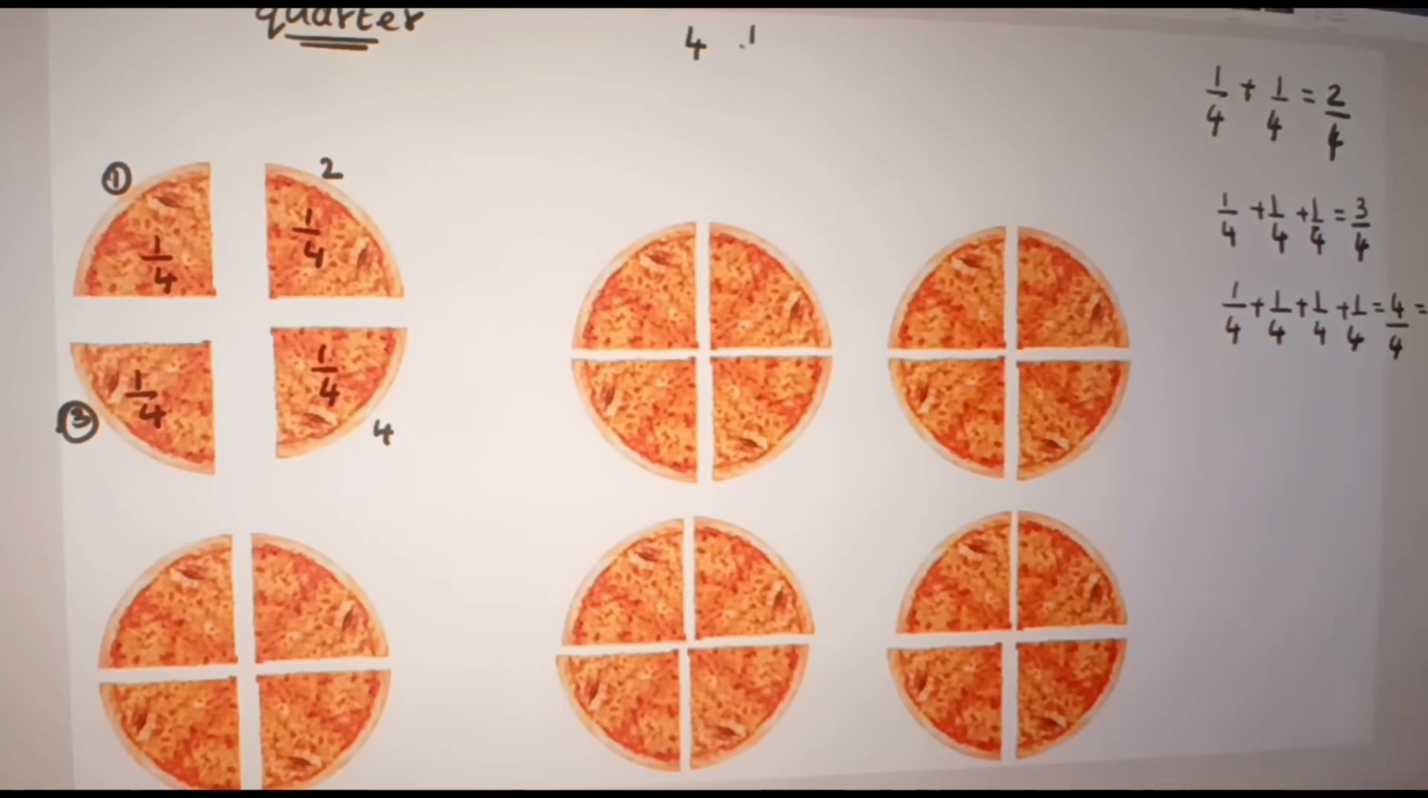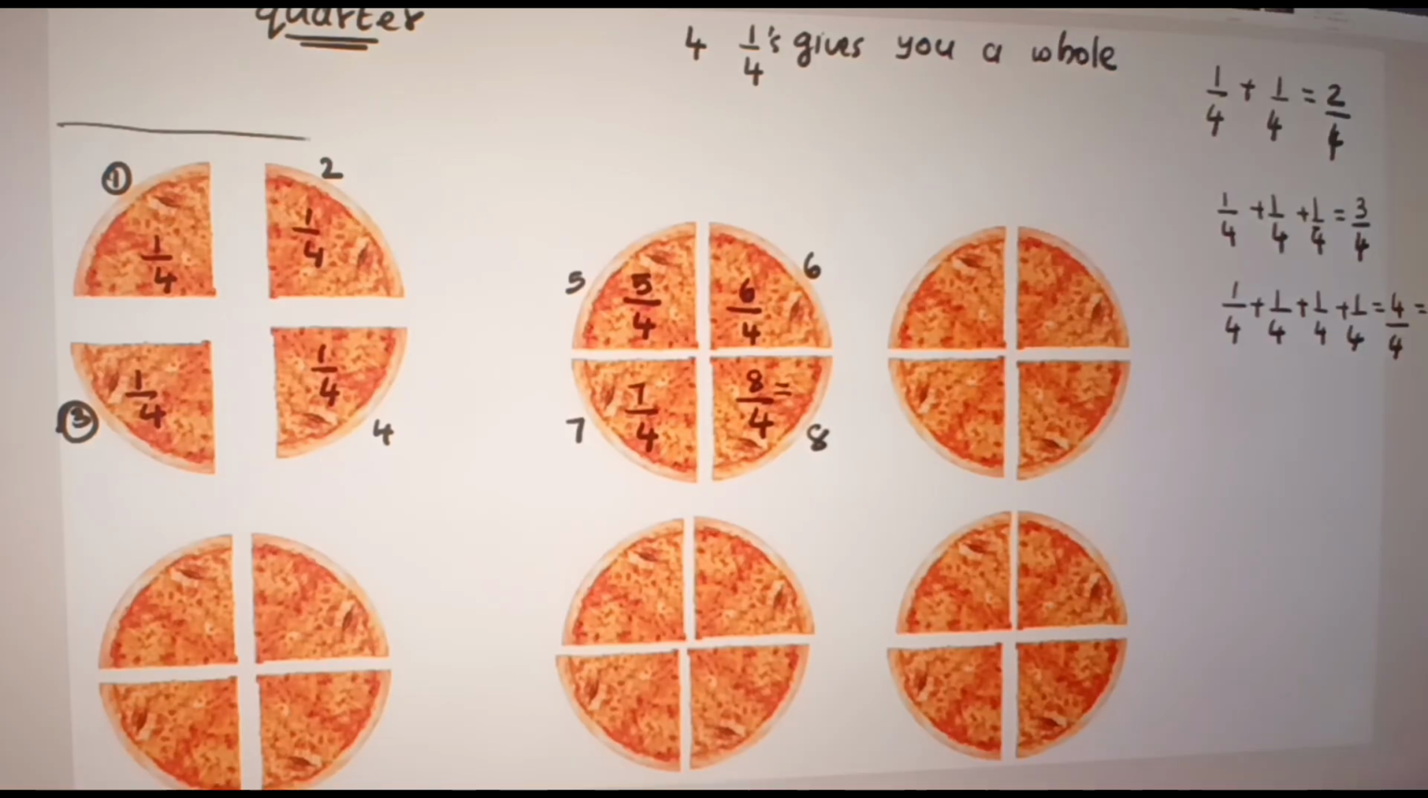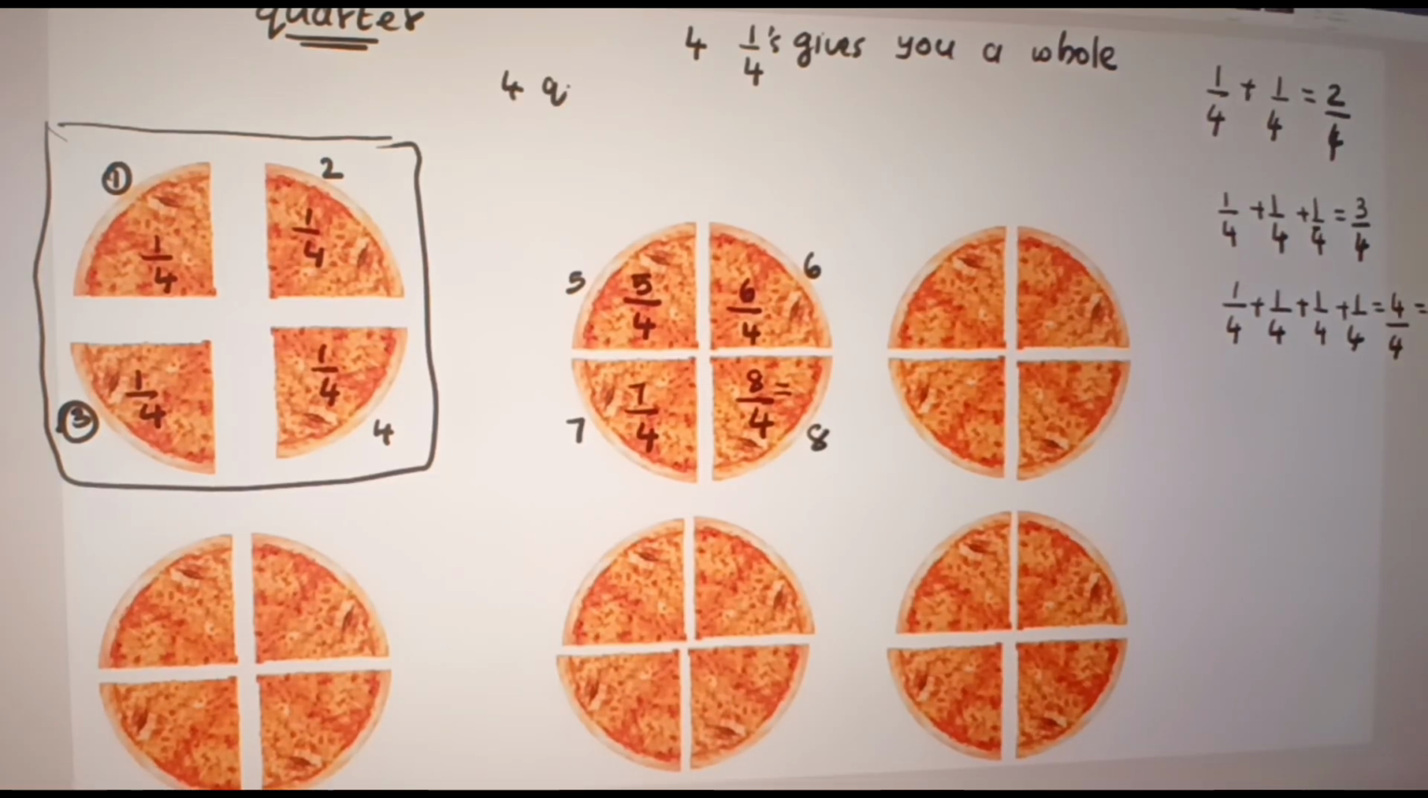So 4 quarters give you a whole. Now count. 5 quarters gives you 5/4. 6 quarters gives you 6/4. 7 quarters gives you 7/4. 8 quarters gives you 8/4. So this is a whole pizza. We need 4 quarters. 4 quarters are needed to make a whole pizza.